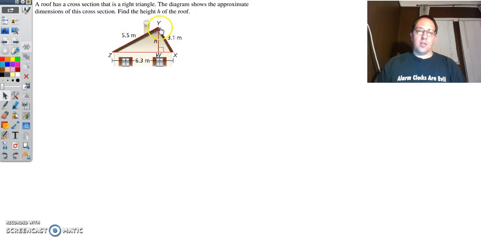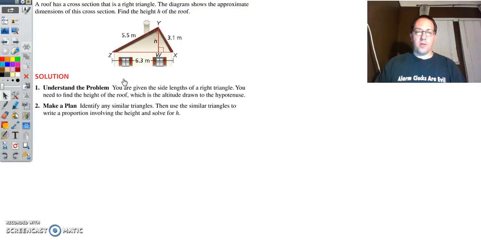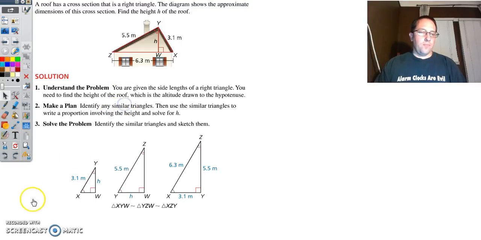So we know the length of this side of the roof. We know the length of this side of the roof. We know how far it is across the house. All right, so we know how high it is. Well, since this is an altitude that we're looking for, and this is the right angle, we can use those similar triangles. All right. So, write out the similar triangles.